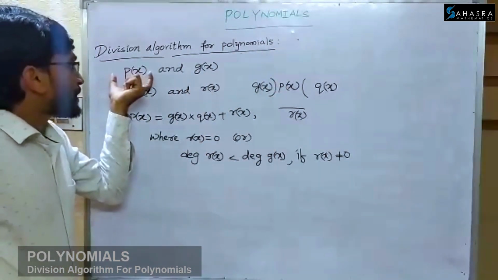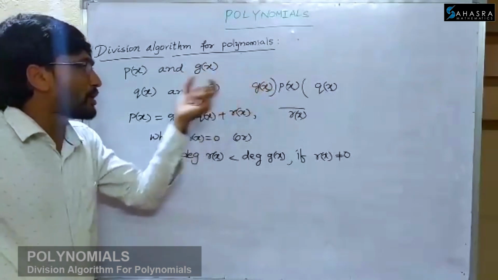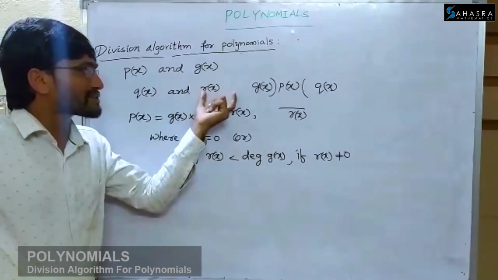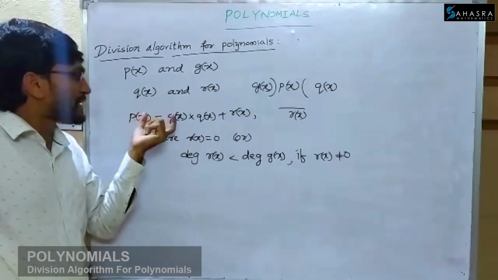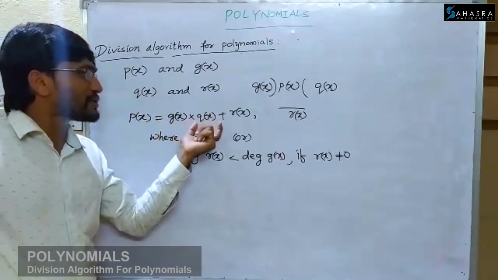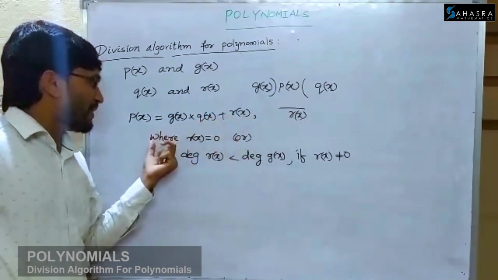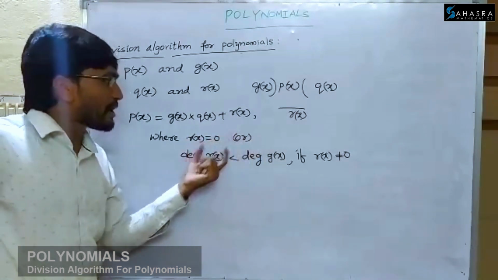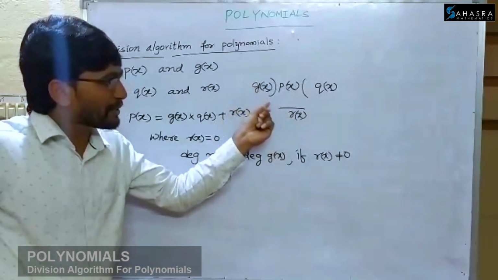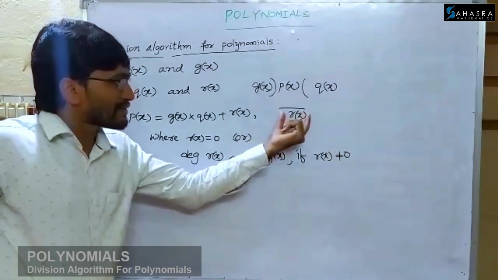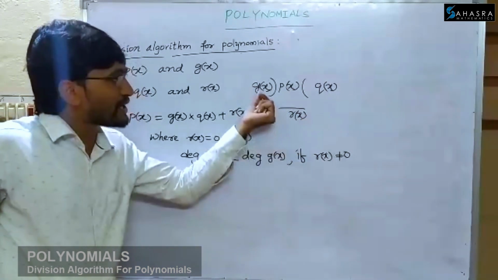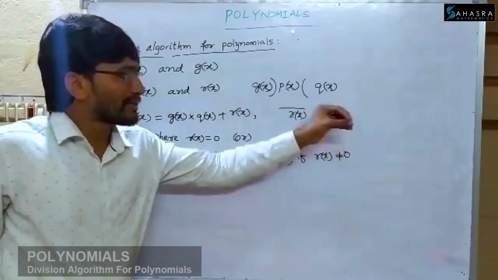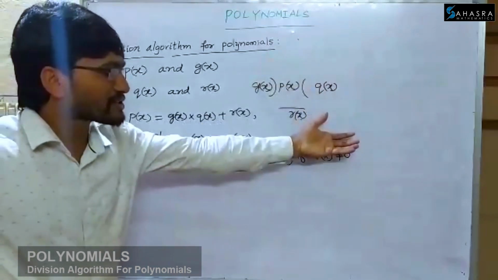Again I am saying p of x and g of x are two polynomials. There exist unique polynomials q of x and r of x such that p of x is equal to g of x into q of x plus r of x, where either r of x equal to 0 or degree of r of x, because we can compare the polynomials based on the degree, is always less than degree of g of x if r of x is not equal to 0. That means either r of x equal to 0 or r of x is not equal to 0.